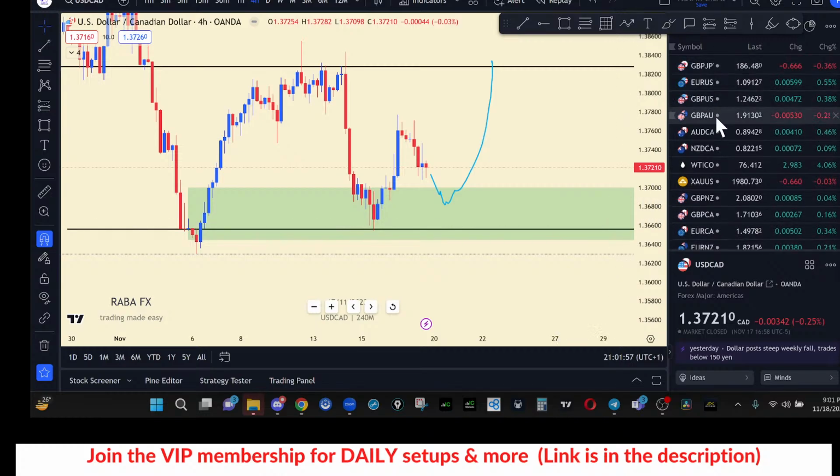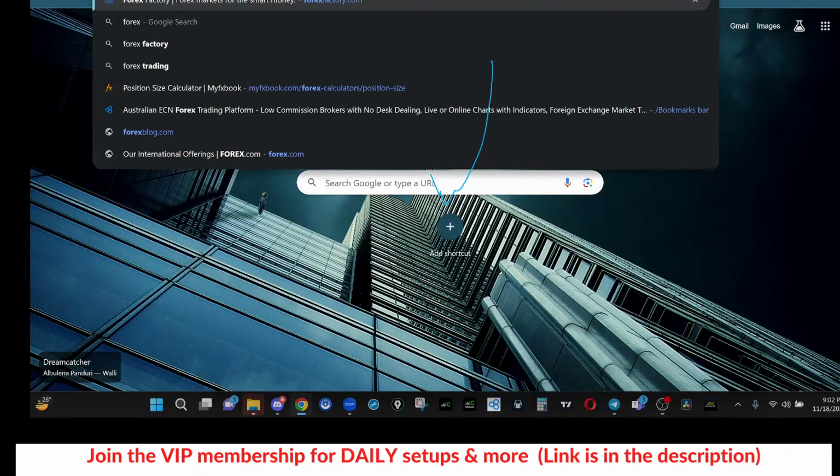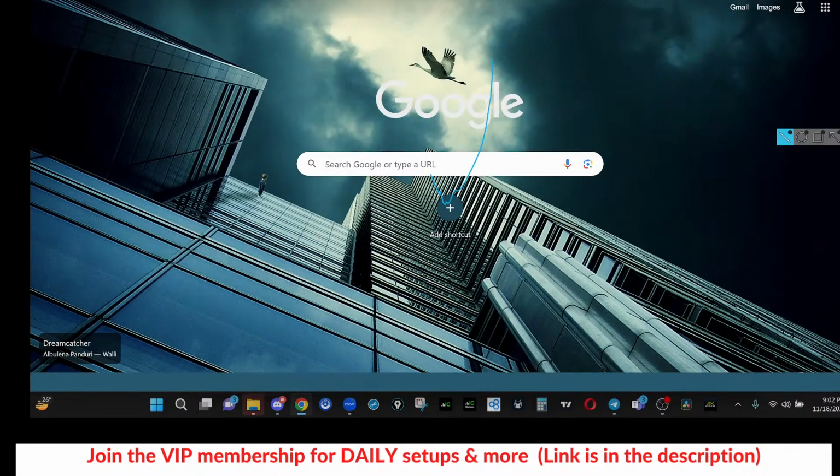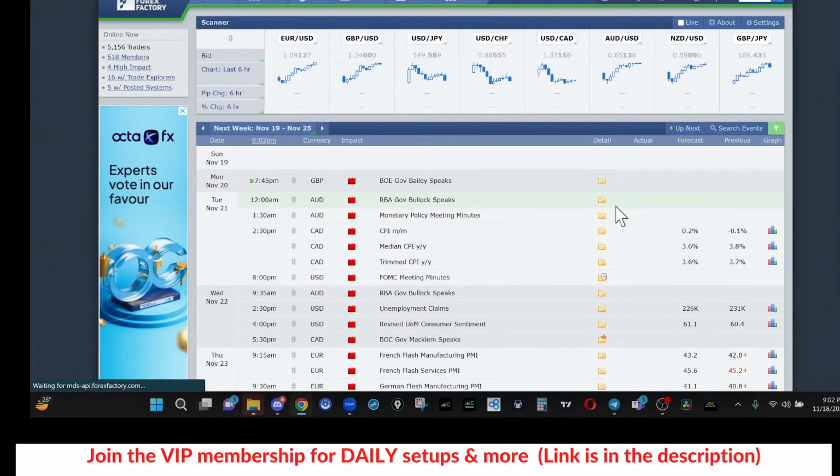Okay, so let's look at Pounds USD. Before we look at Pounds USD, let's take a look at Forex Factory for upcoming news. What I do with the upcoming news is just to be aware so that I use it in my trade management. If I'm in a trade or about to take a trade, it tells me how to approach it, either in terms of reducing my risk or increasing my risk.